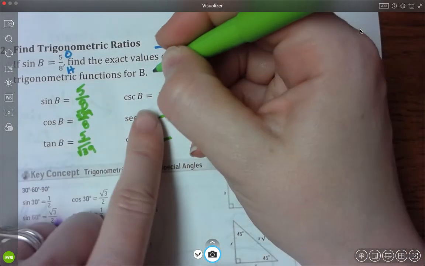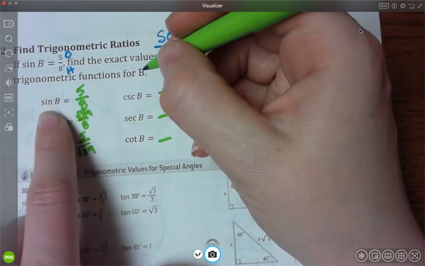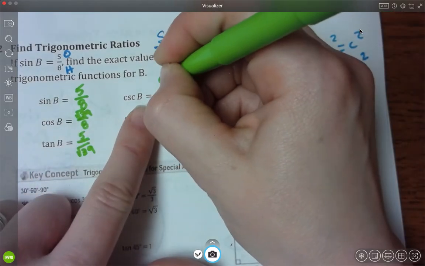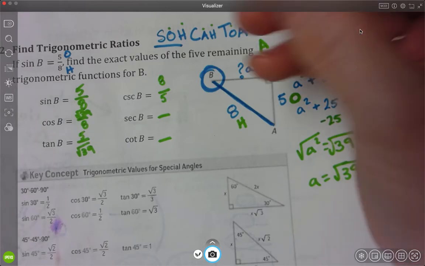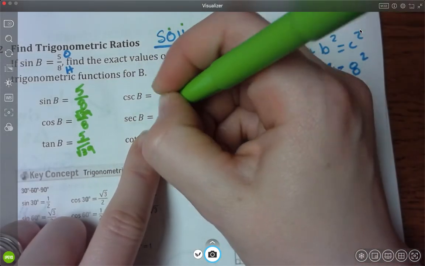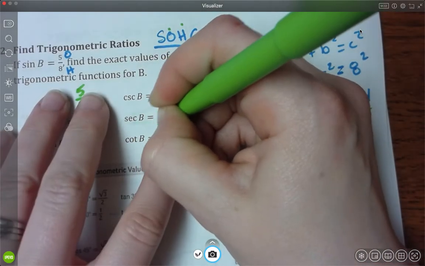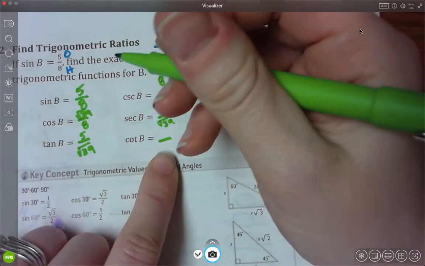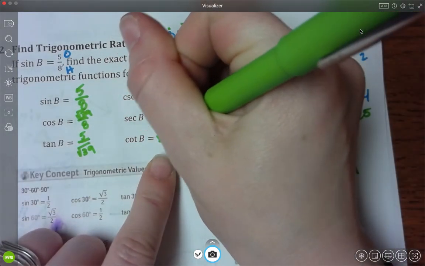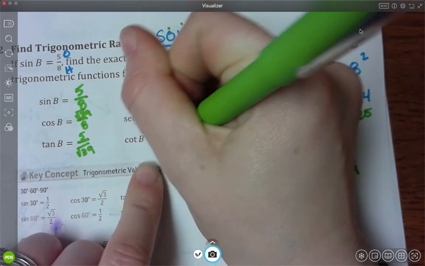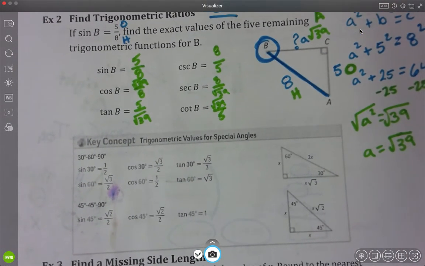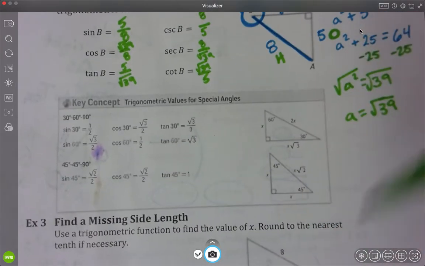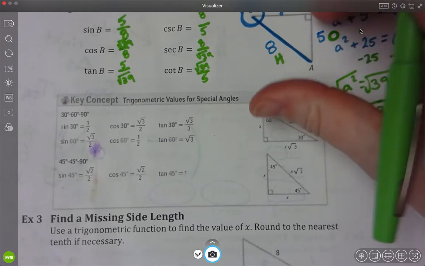Okay. Now cosecant is like the partner to sine, and we're going to flip it to make it cosecant. So it would be 8 over 5 instead of 5 over 8. Secant will be 8 over the square root of 39. And then cotangent will be the square root of 39 over 5. Okay, and I think that's as far as I'm going to go with this video. We'll continue the rest of it in my next video.